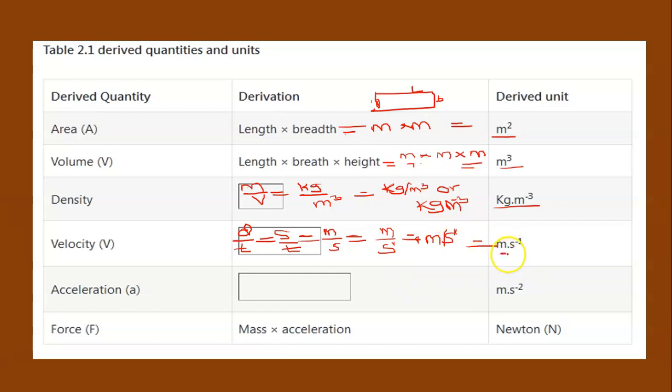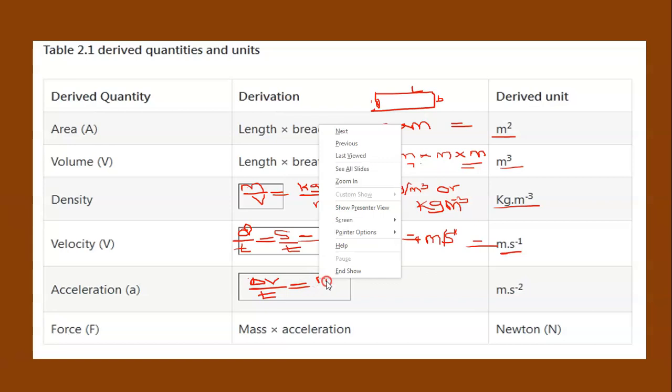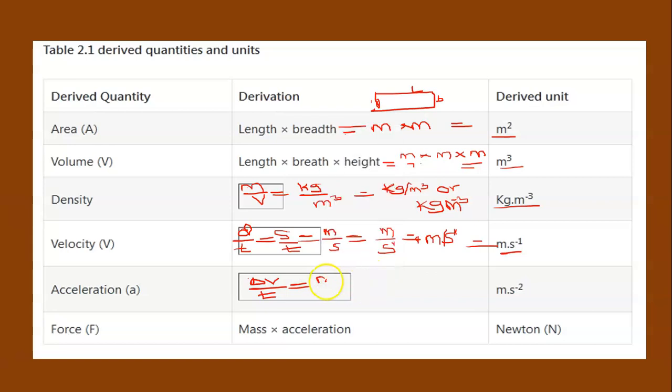Alright, so the next thing that we have here is acceleration. Acceleration is change in velocity. To write change, you always denote it with a small triangle. Change in velocity all over time. Velocity, we've solved for it to be meters per second, divided by time, which is seconds.